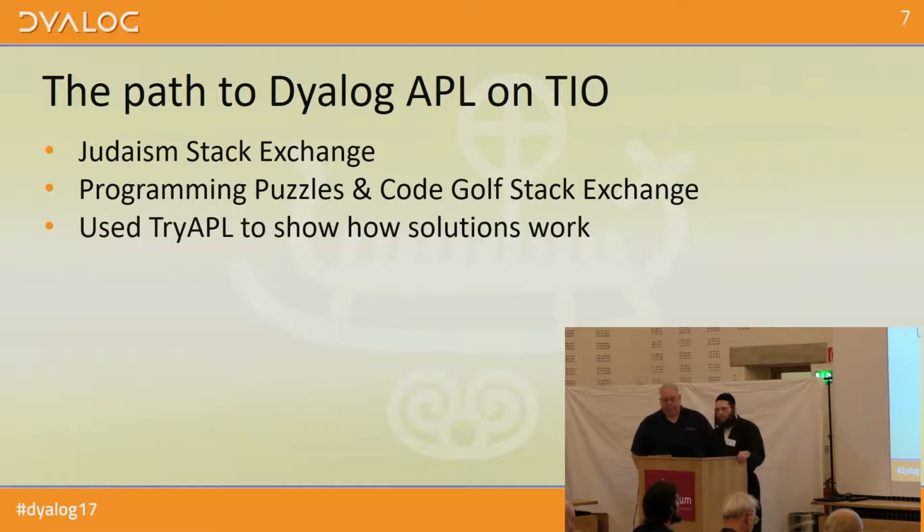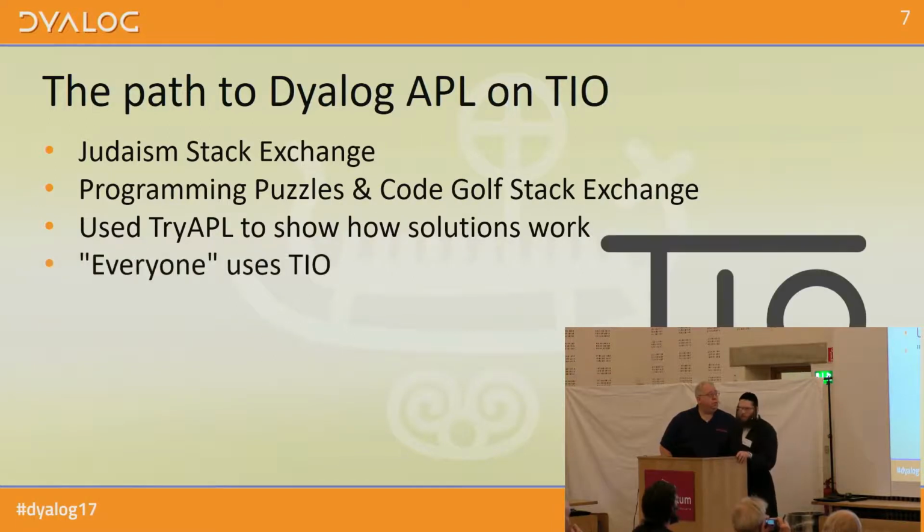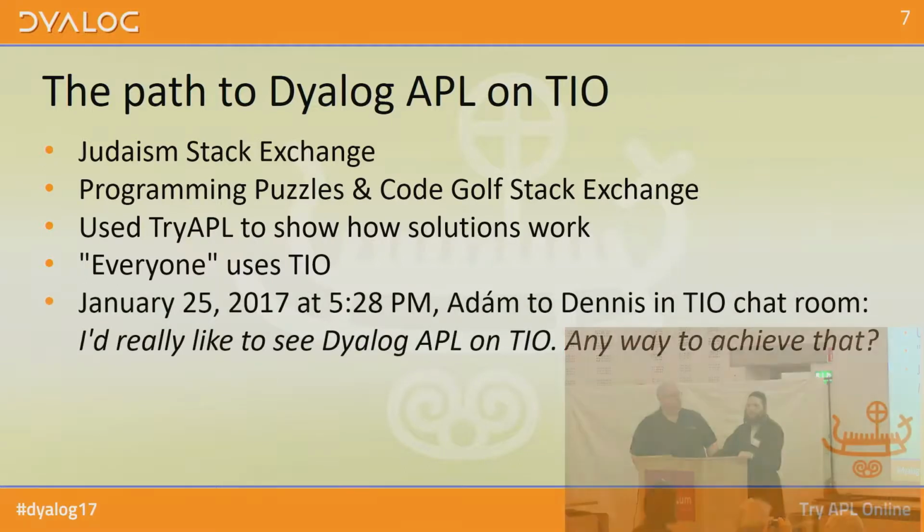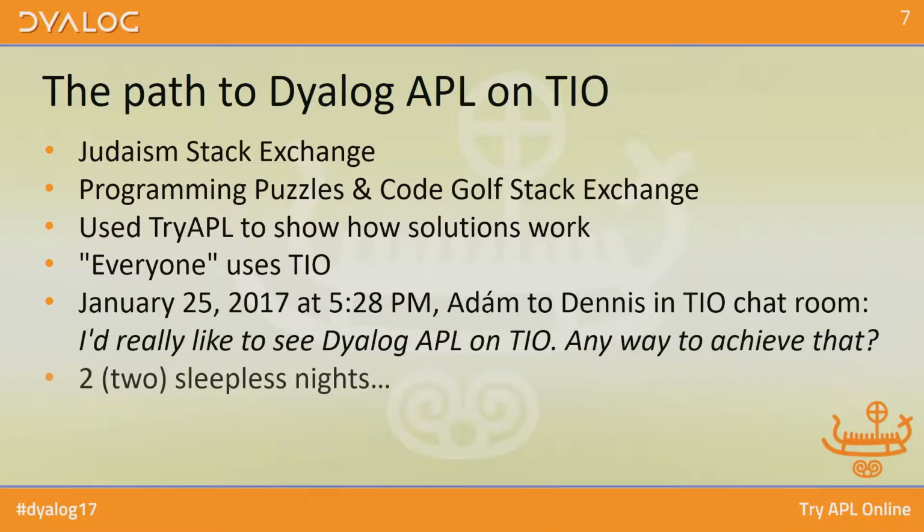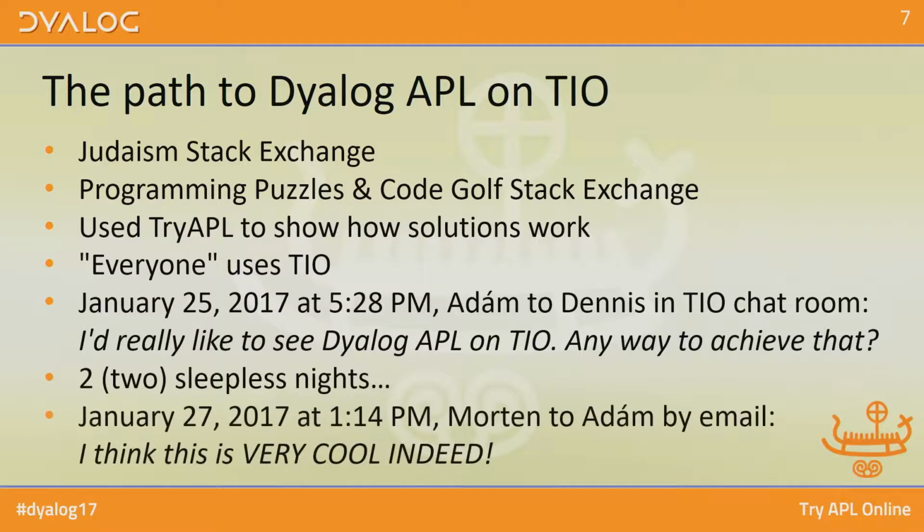Then I put links to Try APL, but it quickly became apparent to me that that's not always enough. For good reason, there are restrictions on Try APL, and so a lot of things I couldn't get around. Everybody else used Try It Online, and I thought, well, maybe we have to do this too. So I contacted Dennis in the Try It Online chat room, and I asked him if we could do that. And then we worked on it a little bit, and then Morten said, that's nice.